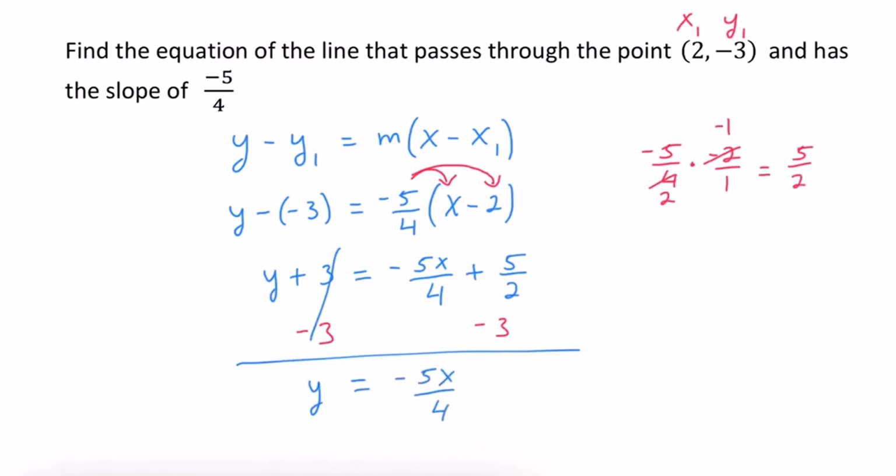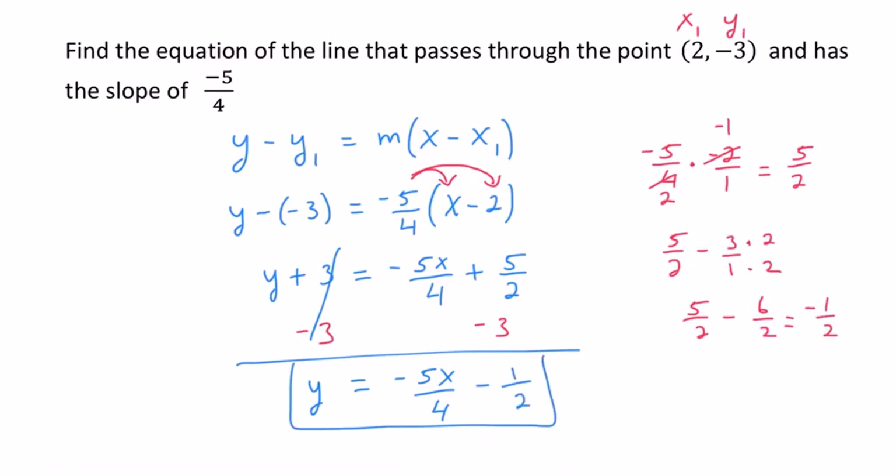-5x/4, and then we have 5/2 minus 3, so this is 3/1. Common denominator is 2, so we need to multiply 3/1 top and bottom by 2, so we have 5/2 minus 6/2, which is -1/2. So we have minus 1/2. So this is our equation of the line.